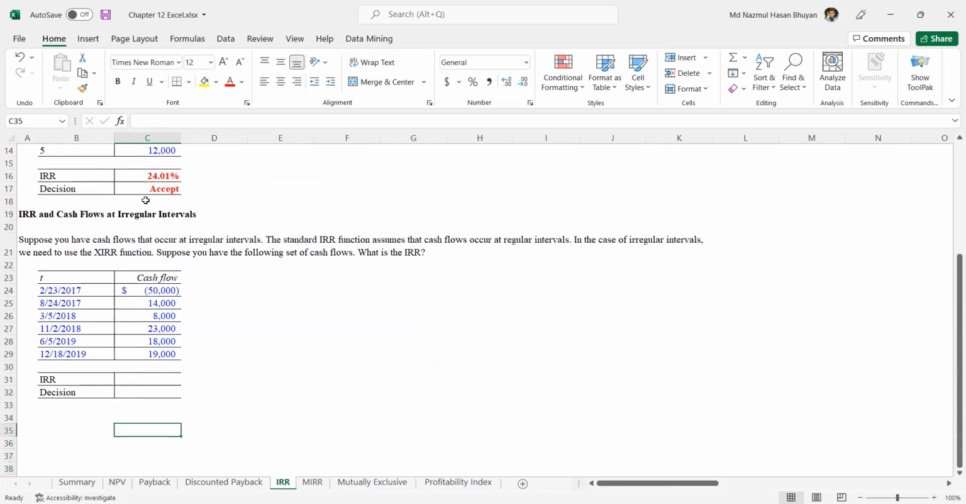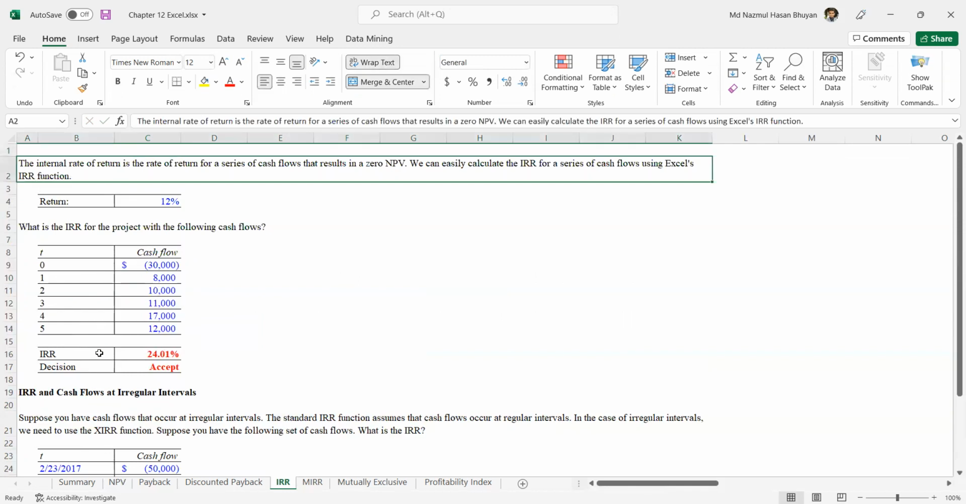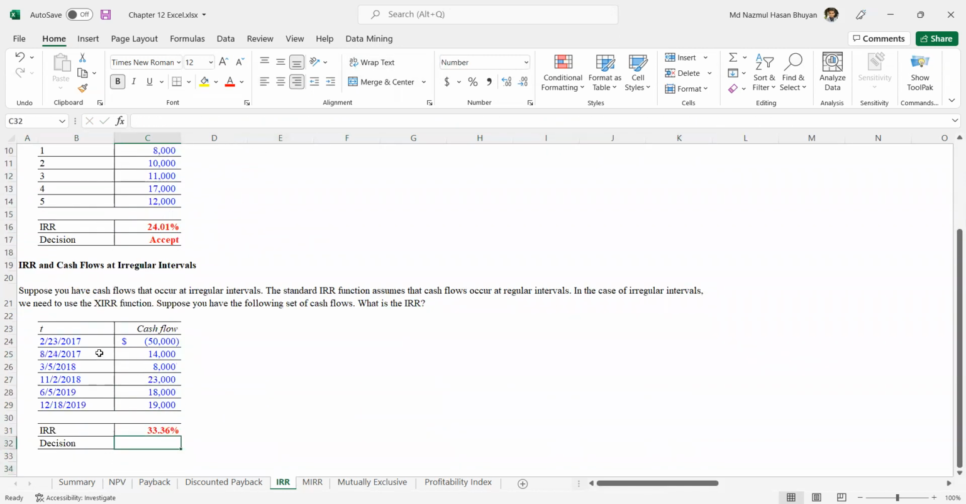Now, next problem. In the next problem, you can see now we have a specific date and then we have the cash flows corresponding to each of those dates. Now to get IRR here, we are going to apply the XIRR formula. So here we have to first choose all the cash flows and then all the dates, then hit enter, then you get your IRR. Again, your IRR is 33.36%, which is greater than your minimum required rate of return. So the decision should be accept.